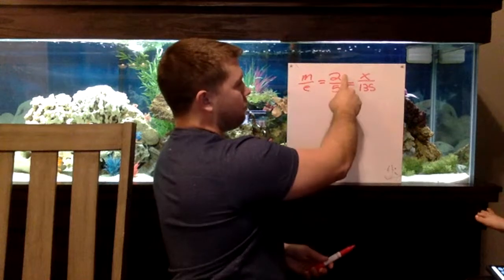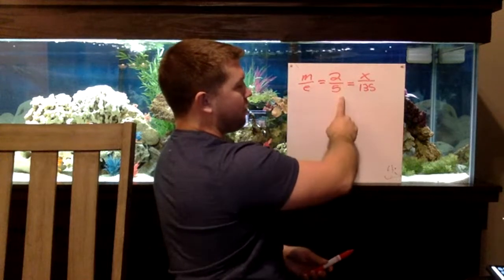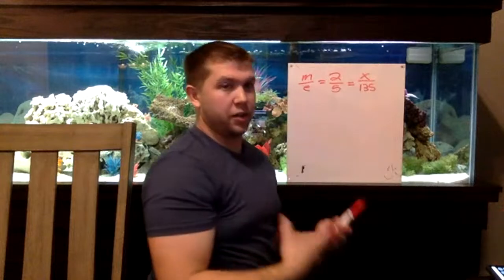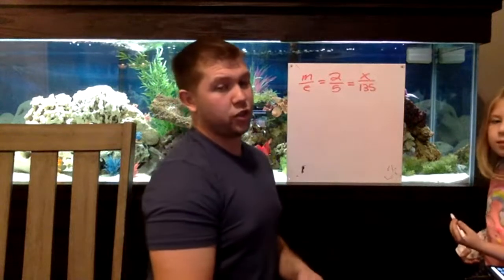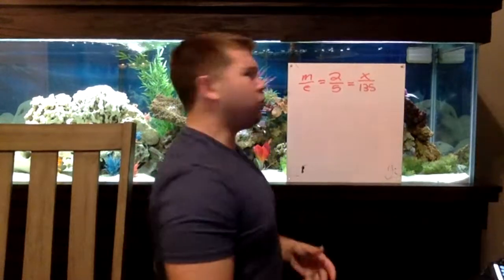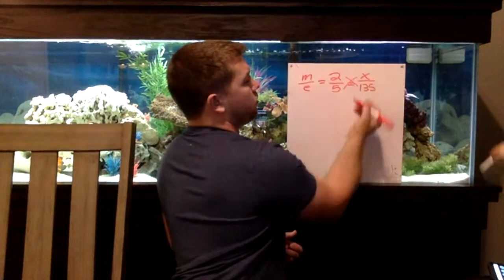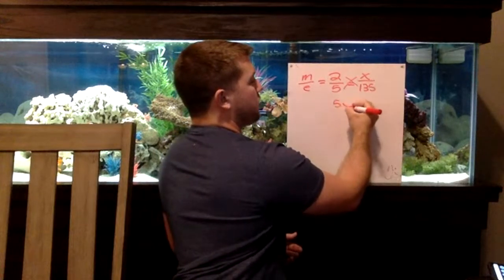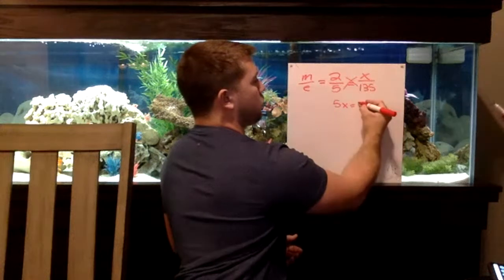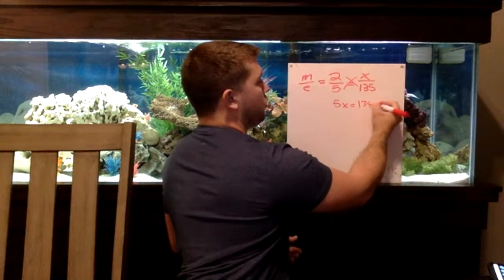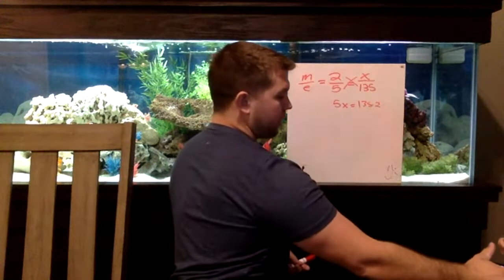Pounds on Mercury, they say 2 pounds per every 5 on Mercury, and I want to know how much I weigh on Mercury. So again, I have to set up a proportion, find an equivalent fraction. Okay, so I'm going to cross multiply to do that. All right, and so I'm going to get 5x equals 2 times 135. So 135 times 2, what's that?